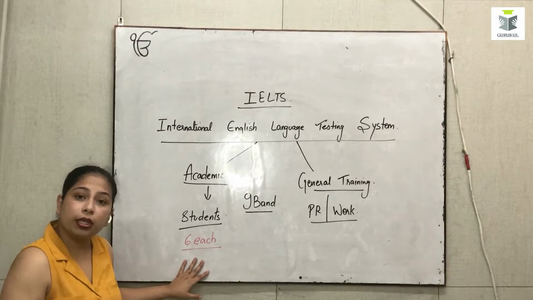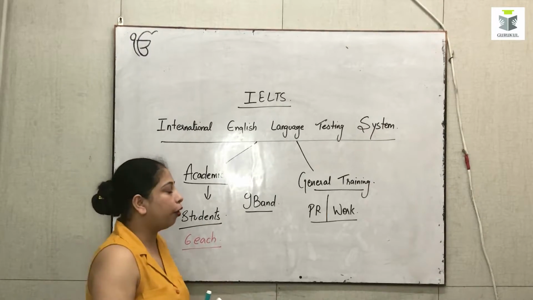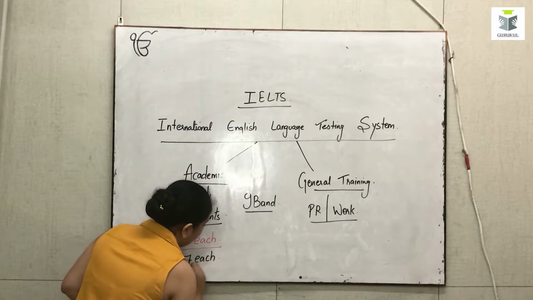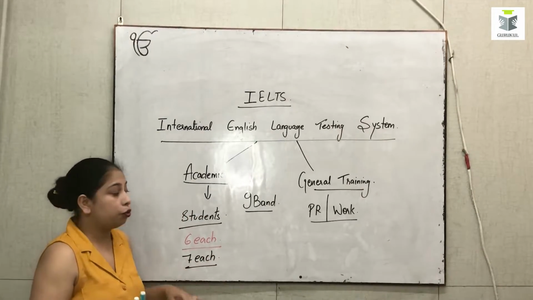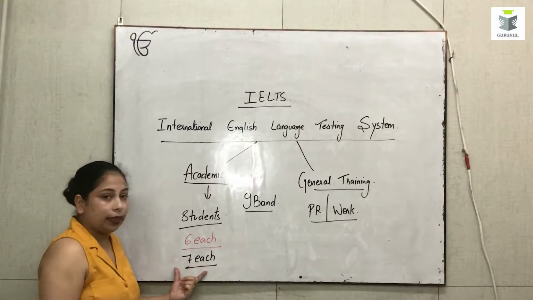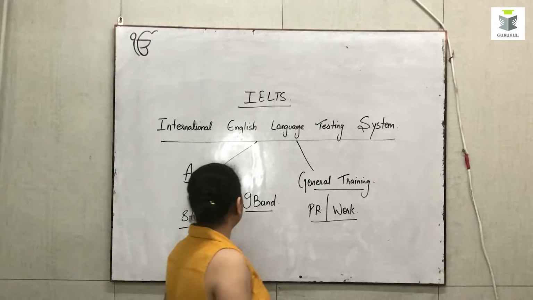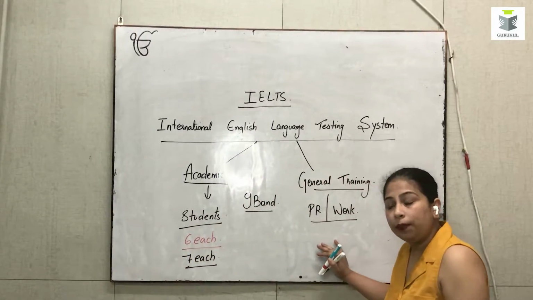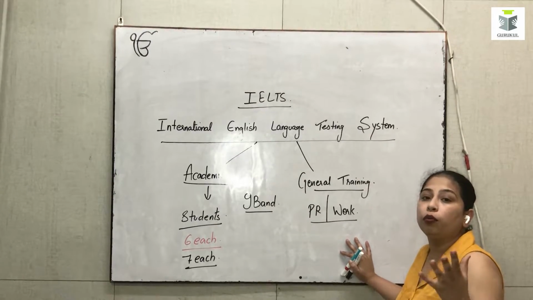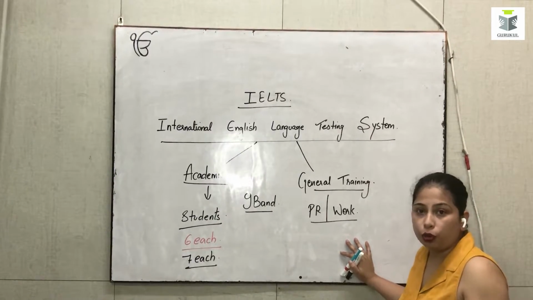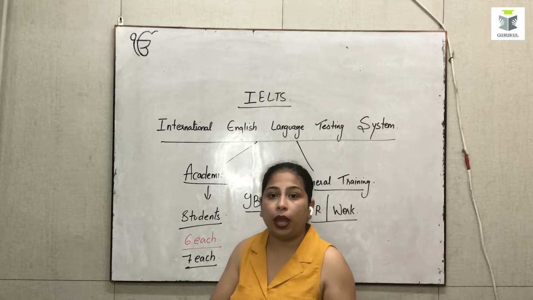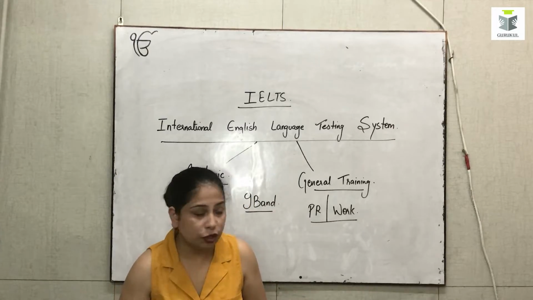Now, there are some universities which demand a higher score of 7 each, and this is specifically for students who wish to study their masters. So this is the score requirement for students. Now coming to General Training. For work purposes, according to your work category, you have score requirements, which are usually mentioned on the websites where the requirements for PR are mentioned.